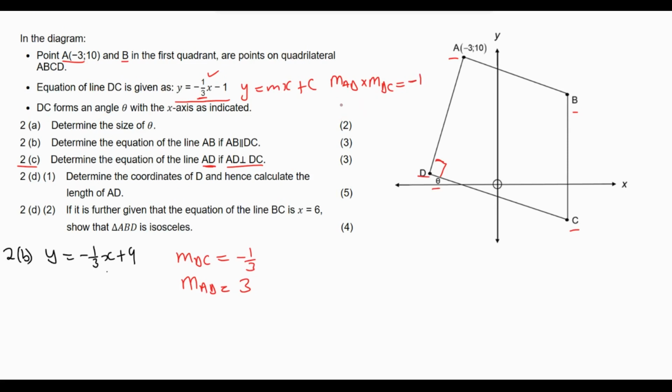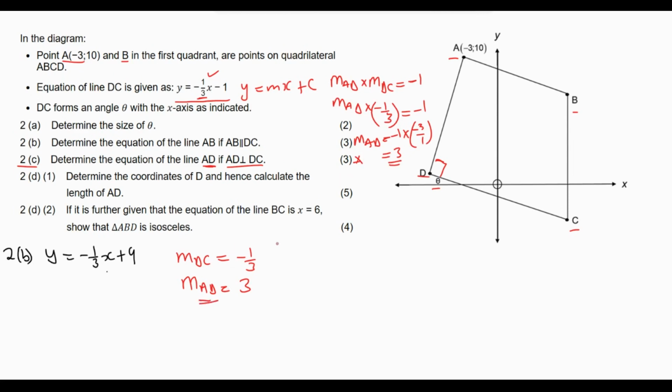We have the gradient of DC, so the gradient of AD times -1/3 should be equal to -1. We can divide both sides by -1/3, which is like multiplying by -3. So gradient of AD is equal to -1 times -3/1, or times. Dividing by a fraction, times, then you get to +3. Or if you can identify the negative reciprocal without doing all this, it's still okay. We have the gradient of AD.